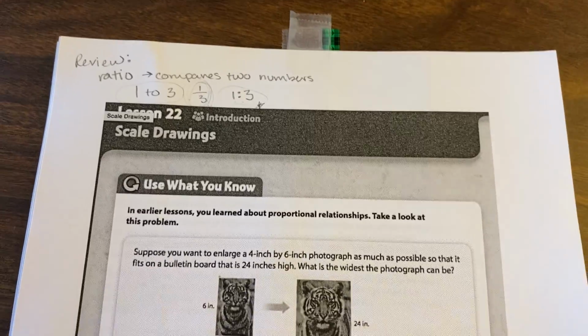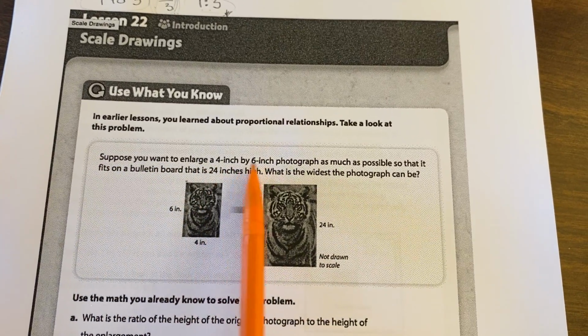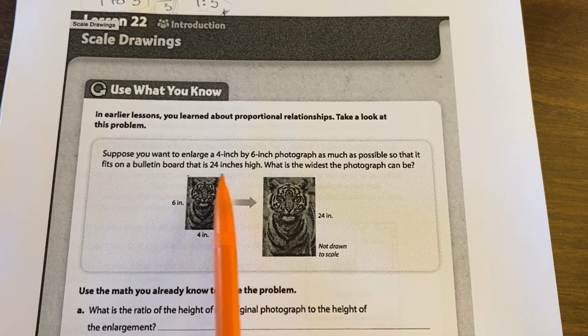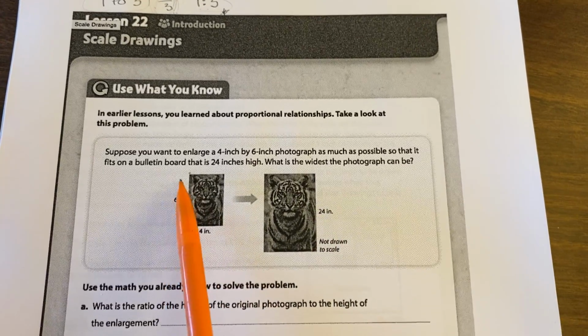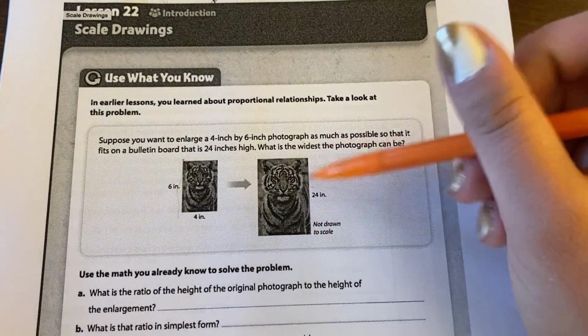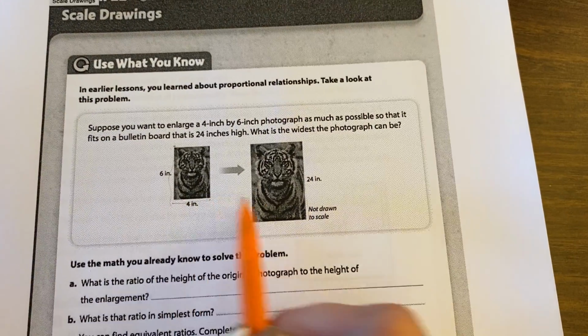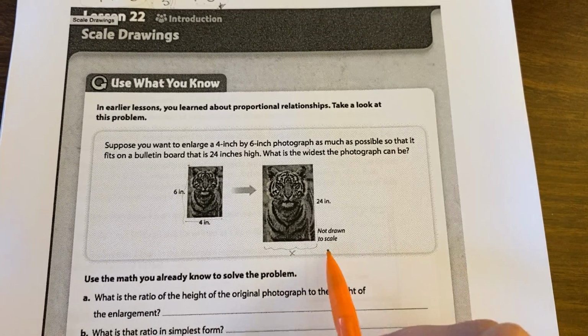So let's look at this prereq. Suppose you want to enlarge a 4-inch by 6-inch photograph as much as possible so that it fits on a bulletin board that's 24 inches high. What is the widest the photograph can be? So it used to be 6. We're blowing it up until it's 24. The width used to be 4. We're going to blow it up. How big is this? That's what we're trying to find. I'm going to put X there.